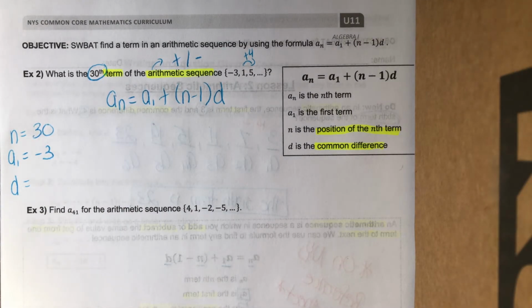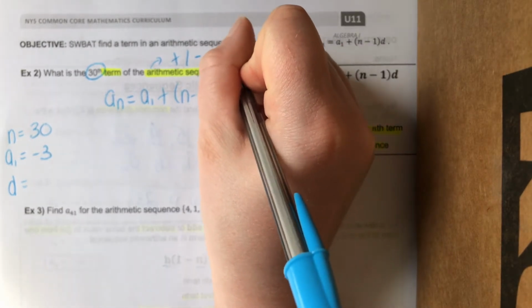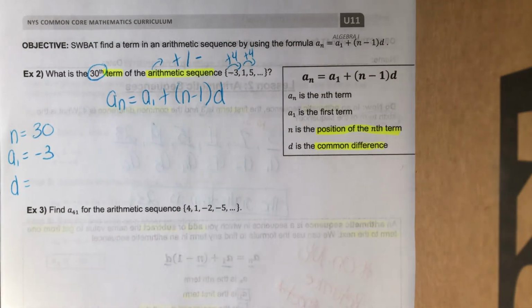Let's make sure it works again, to be clear. So -3 plus 4 is 1. So it works each time, so I know that my common difference is 4. And now I just plug in and solve from there.